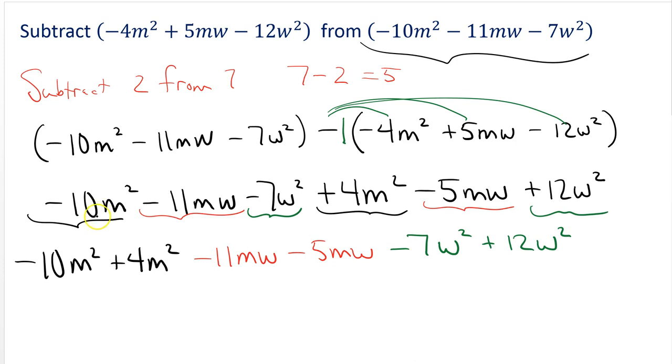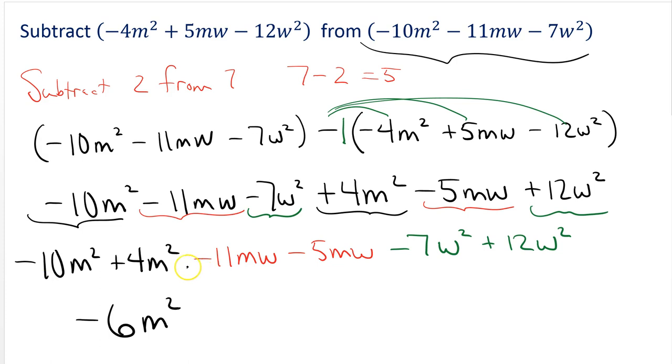Negative 10m squared over here plus 4m squared over here will give you negative 6m squared. Or you can look at it right here: negative 10 added to a positive 4 is a negative 6m squared. Now, if you struggled with that, or you used your calculator because you didn't know how to do it, remember, when you add a negative and a positive together, you subtract the numbers and you keep the sign of the larger. So 10 minus 4 is 6, but since the heavier number, 10, is negative, my answer is negative.